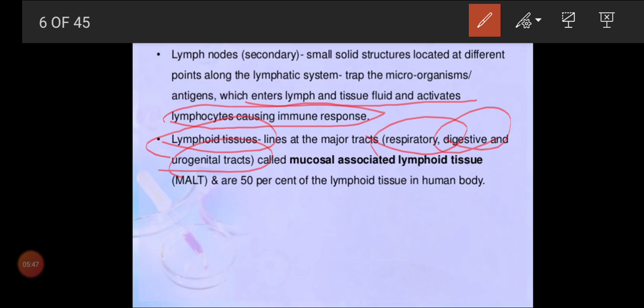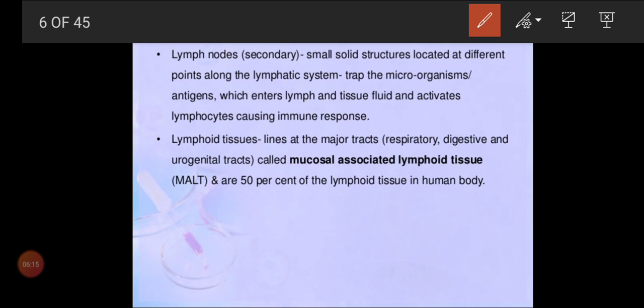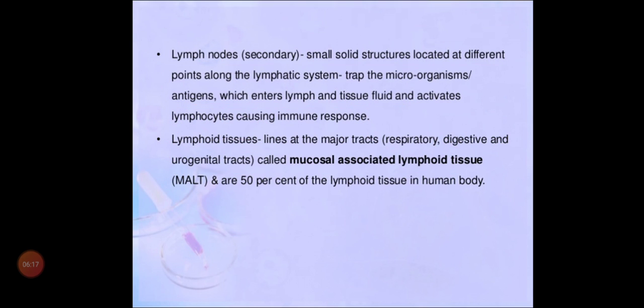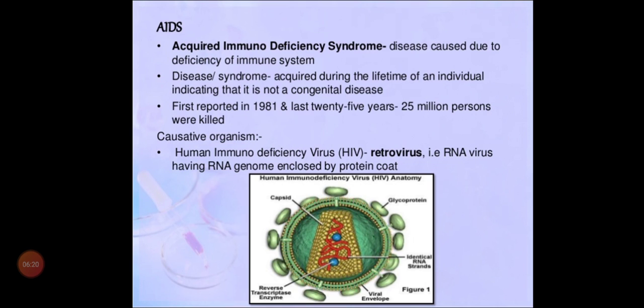And here we use the term MALT, which is very, very important. What is MALT, children? MALT means mucosal associated lymphoid tissues. Where can it be seen? It can be seen in the respiratory, digestive, and urogenital tracts. Is that clear? Nearly 50% of the lymphoid tissues can be seen in these regions, because these are exposed areas. So in these regions we can see the lymphoid tissue.